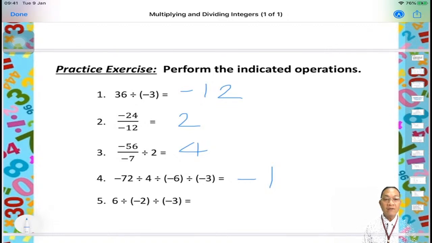Okay, number 5. What's the answer for number 5? Okay, Kitty Pom already answered 1. Rapasit, 1. Very good. Number 5, the answer is 1. 6 divided by a negative 2 divided by negative 3 is positive 1. So negative 1 for number 4. Number 5 is positive 1. Okay?